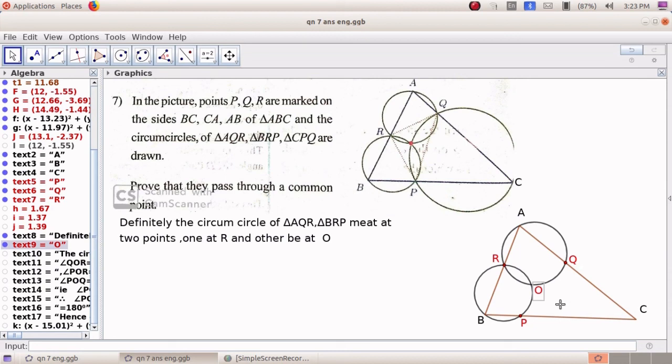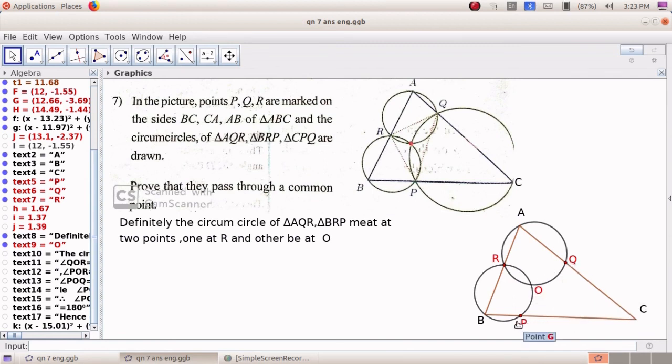To ensure that when the circumcircle of triangle CPQ is drawn, on joining P and Q, we will get a triangle CPQ. When the circumcircle of that one is drawn, that circle passes through O. We have to prove that one. For that, if we join OP and OQ, we will get a quadrilateral there.